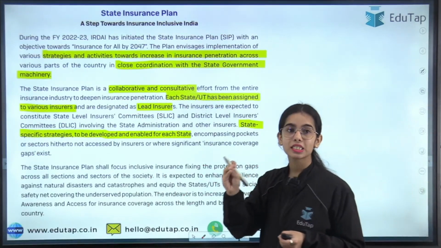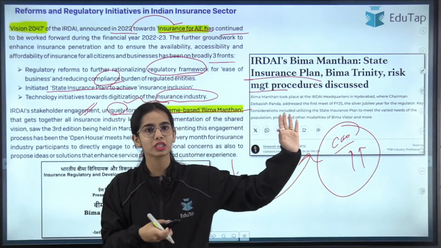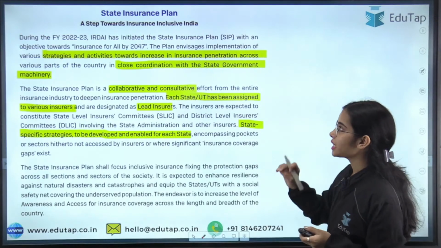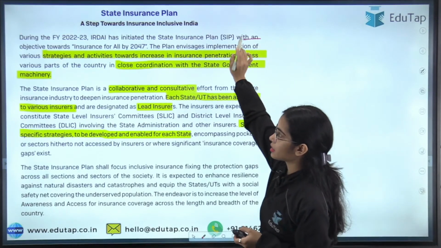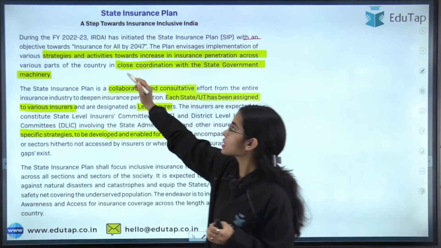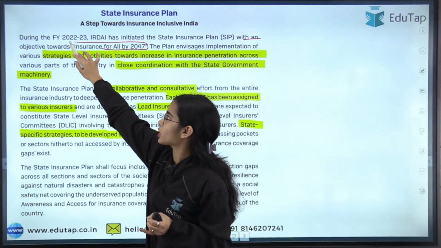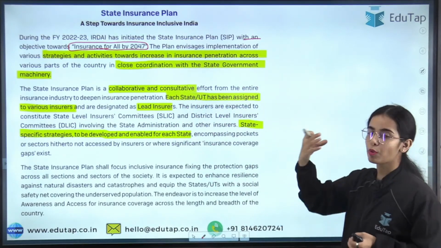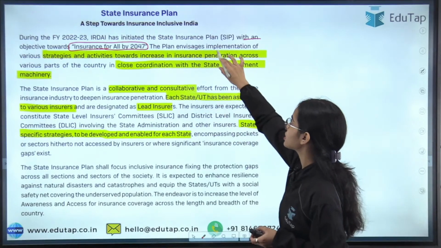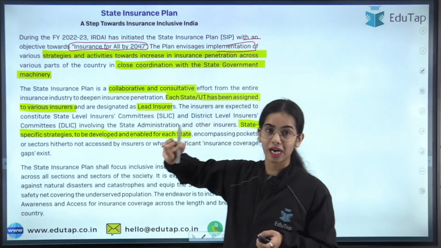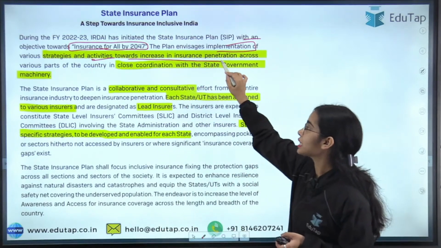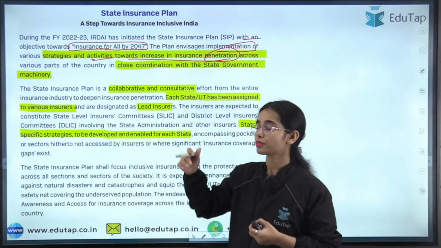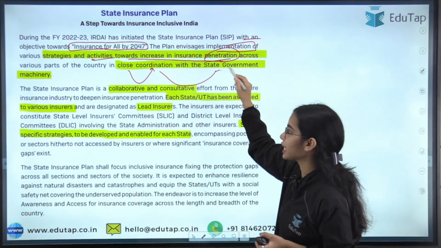Okay, now what is the state insurance plan? Because we have discussed the Bima Trinity and such. So what is the state insurance plan? The state insurance plan has the objective of insurance for all by 2047. This is the aim of the IRDAI. The plan envisages implementation of various strategies and activities towards increasing insurance penetration across various parts of the country, in close coordination with the state government machinery.